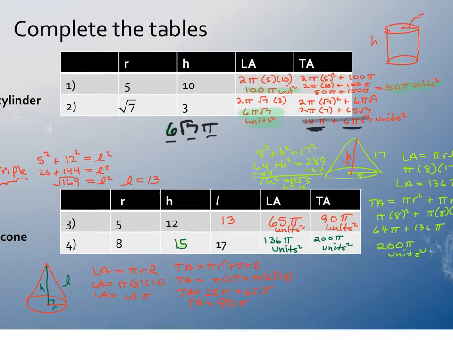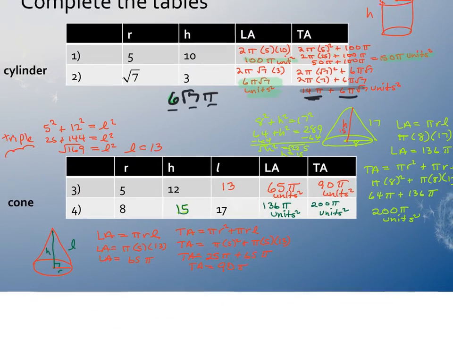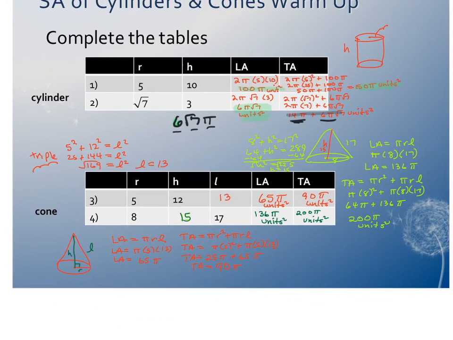Right, next, 3 and 4. So number 3, it's down here in red. For the lateral area of the cone, the formula is pi r L, where L is the slant height. We had to figure out the slant height, and it was actually a triple. If you didn't realize it was a triple, then you'd have to do the Pythagorean theorem.